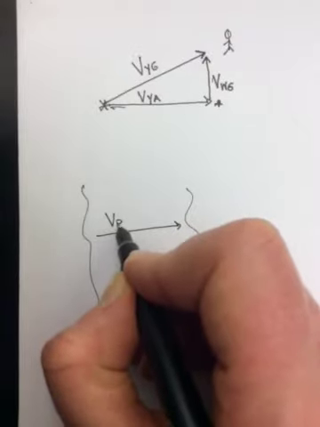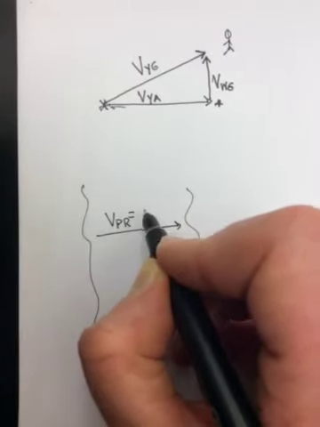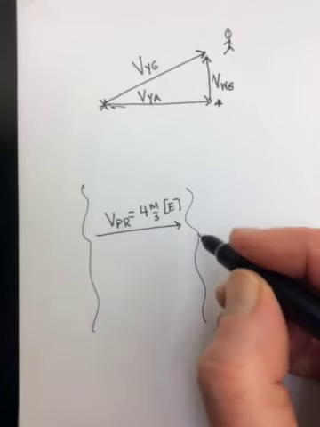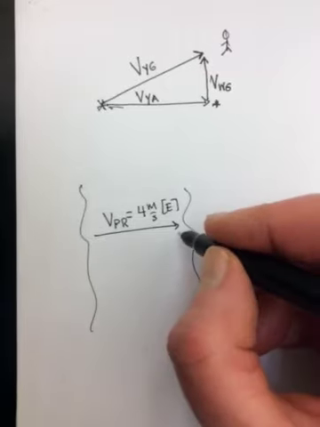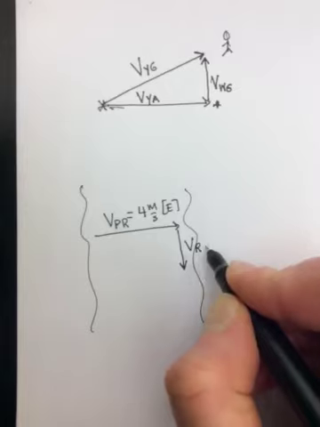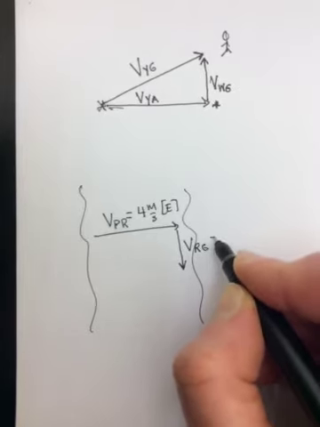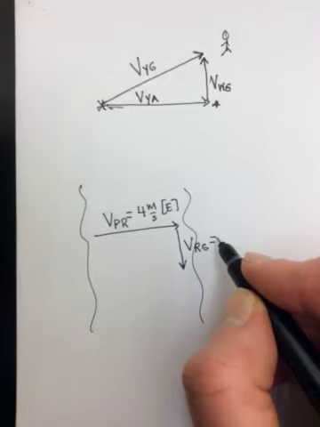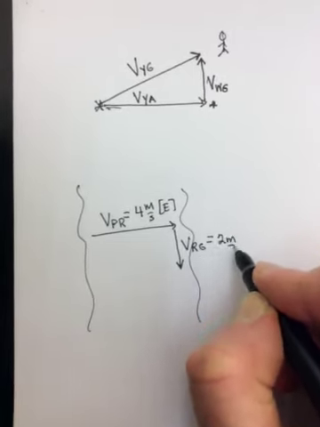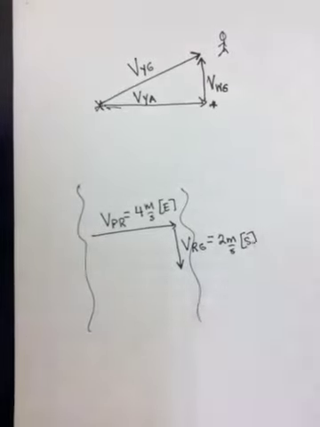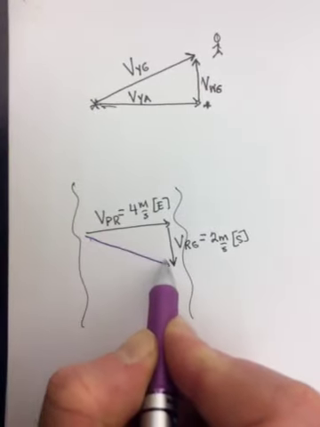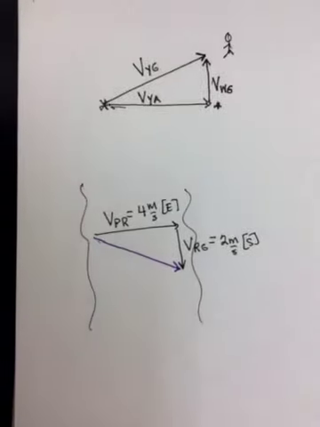The velocity of the person with respect to the river is 4 meters per second east. But the river is going south. So the river is doing this. So the velocity of the river with respect to the ground or the shore is, north to south, 2 meters per second south. So what are you going to end up doing? Even though you're aiming straight across, you're going to end up doing this, okay?